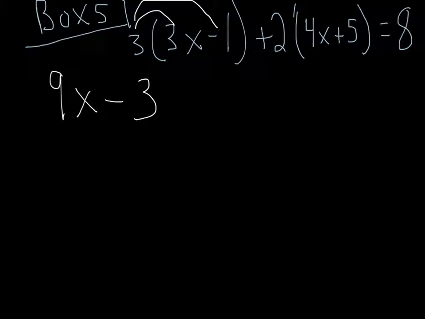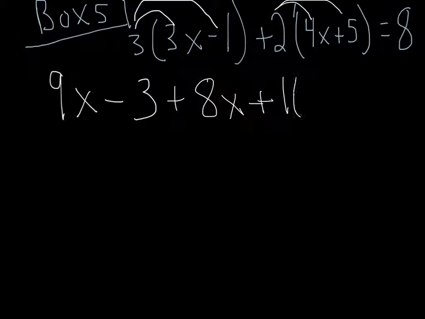Now let's distribute that 2. So 2 to the 4x and 2 to the 5. 2 times 4 is 8x, plus 2 times 5 is 10. And that equals 8. Now I'll put my river on here. Now I look for any like terms on either side of the river I can combine.